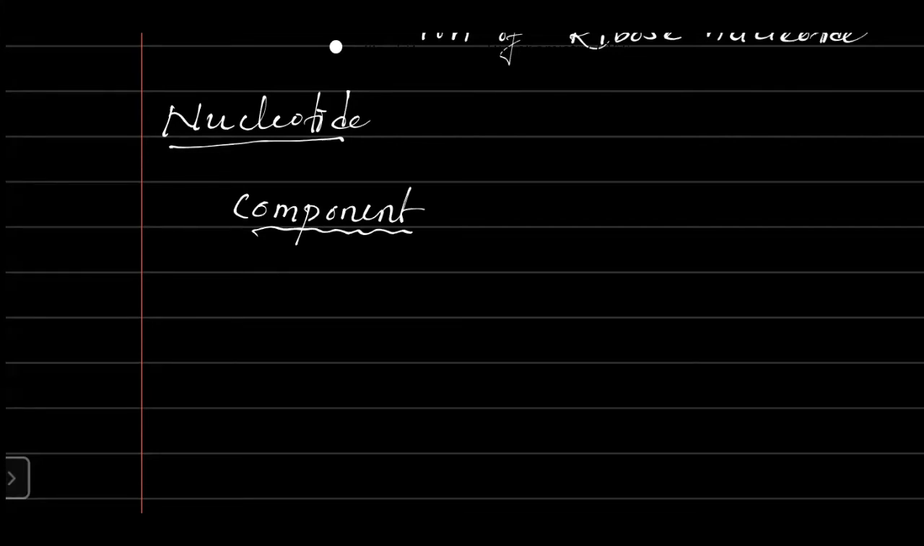Let's talk to Kavisha. Okay, tell. What are the components of a nucleotide? Pentose sugar group. Phosphate group. Nitrogenous base group. Good.